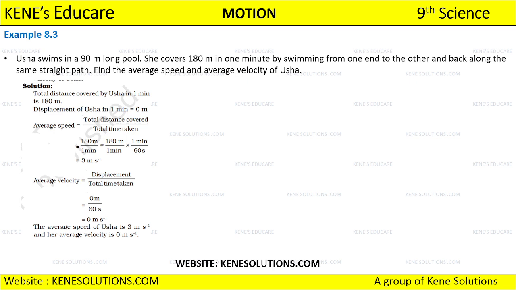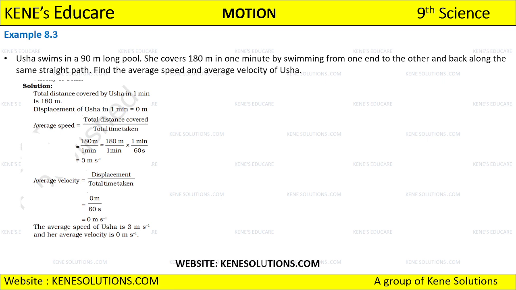Total distance covered by Usha in 1 minute is 180 meters, right? And the displacement of Usha in 1 minute is 0. Why? Because she is not displacing herself, right?